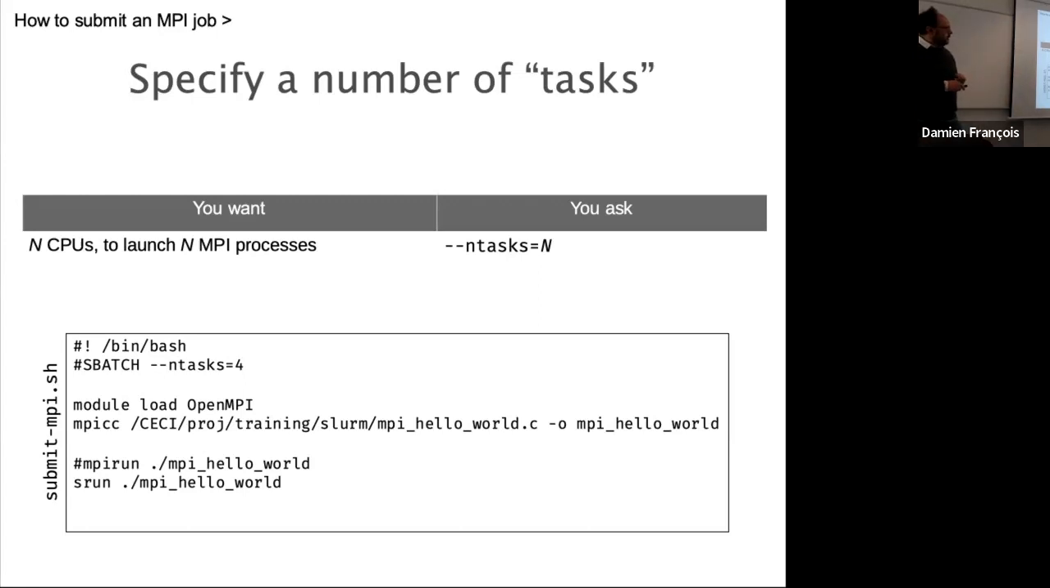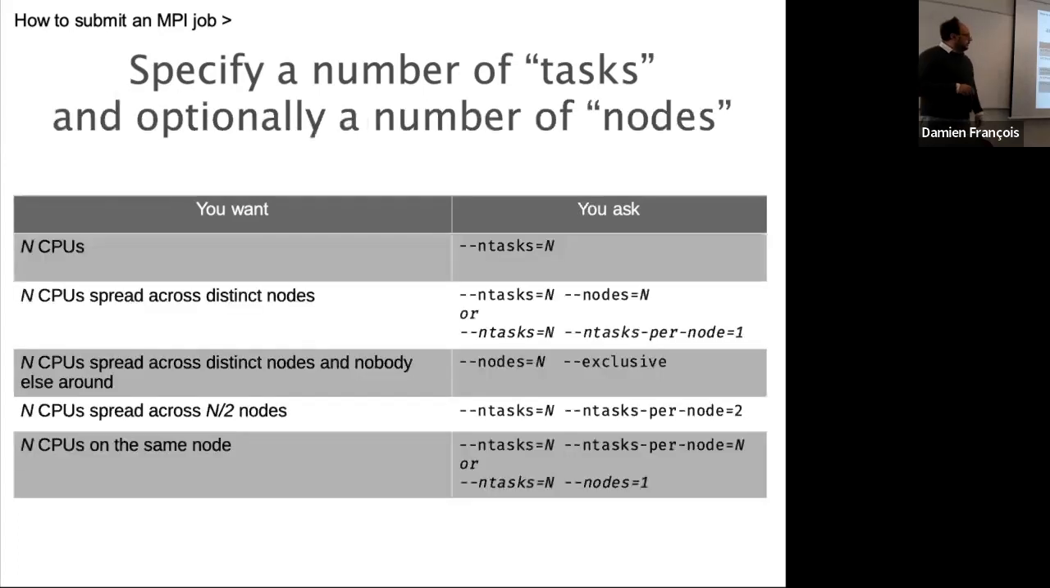So here, with just ntasks, you don't specify anything about the distribution of the CPUs on the nodes. You just ask, okay, the soonest possible, give me 4 CPUs on the cluster. But you can specify that you want CPUs to be spread across multiple nodes. How you can do that is specify ntasks equal n and then nodes equal n. So if you specify the same number in both, you will end up with an allocation where you have 1 CPU per node, on the number of nodes that you specified.